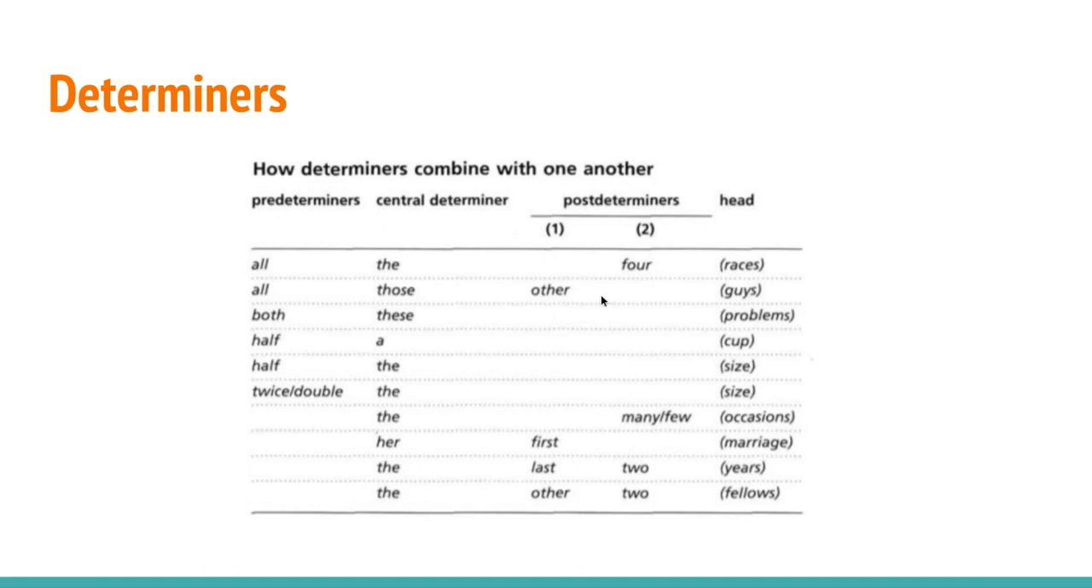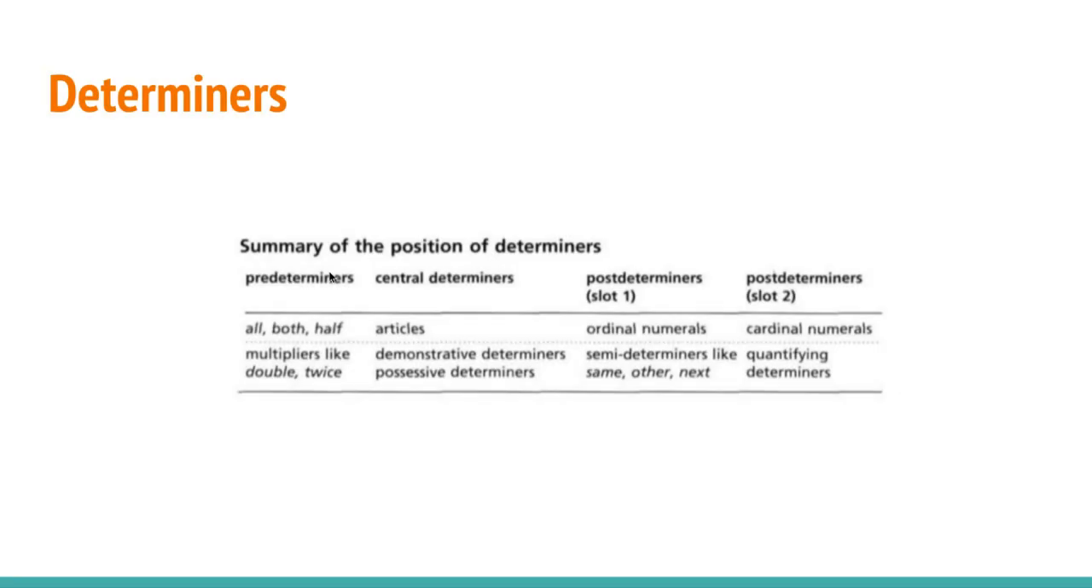We can have three, as we can see, all those are the guys. And the way we know the place for each of these determiners is because we have predeterminers which go before the central determiners, and we have post-determiners of one or two types, okay? And it's summarized in this chart.